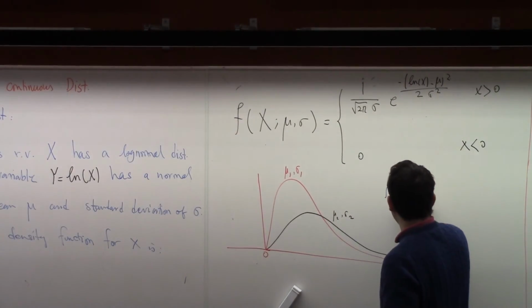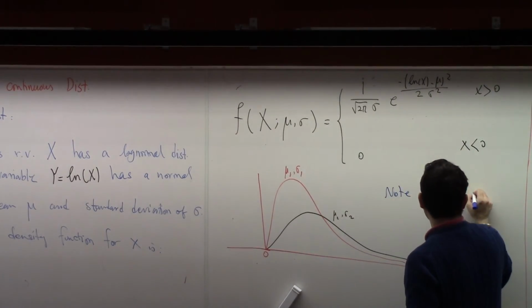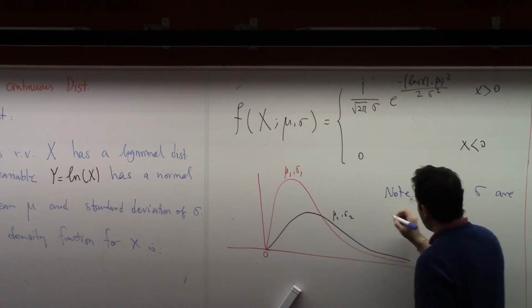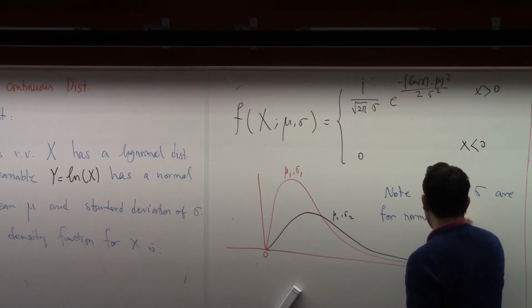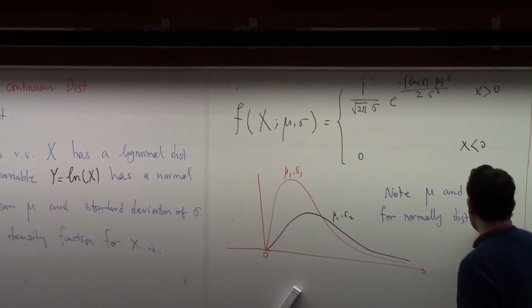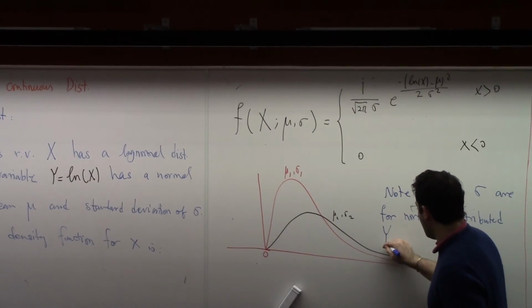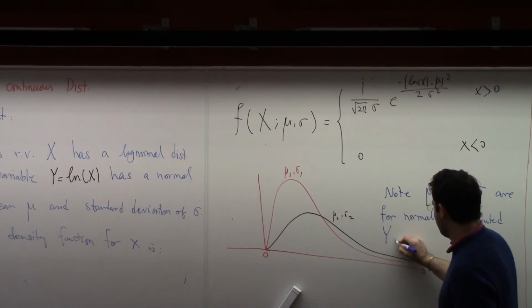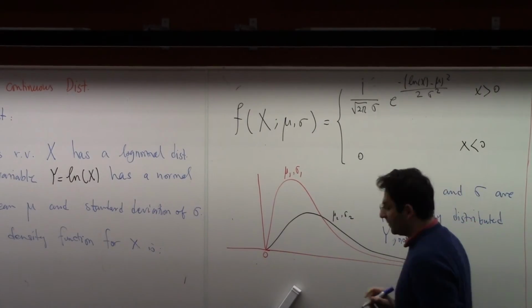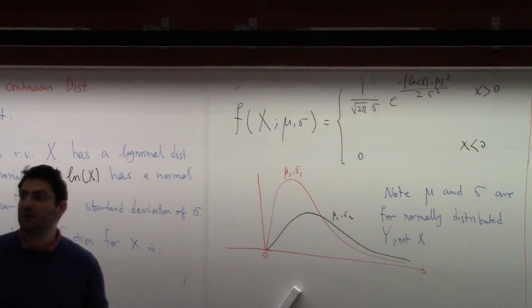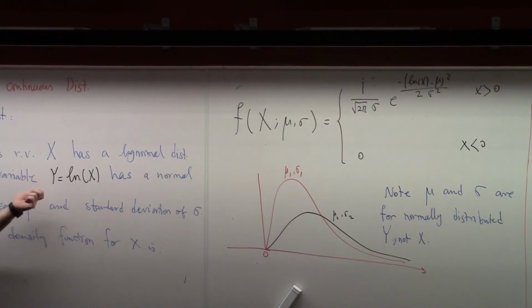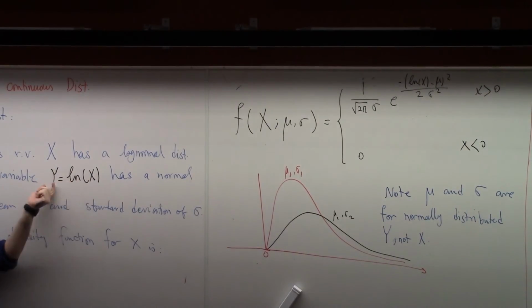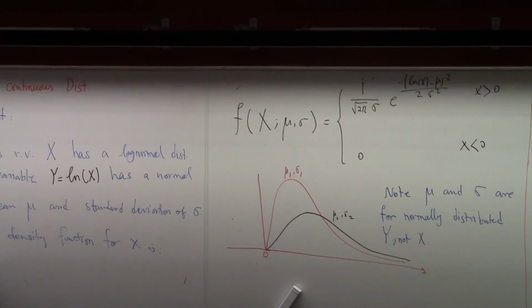Note, mu and sigma are for the normally distributed y, not x. In other words, we are talking about this mu for y, which is the normal distribution. Because we are substituting ln x by y, and y has a normal distribution, right?